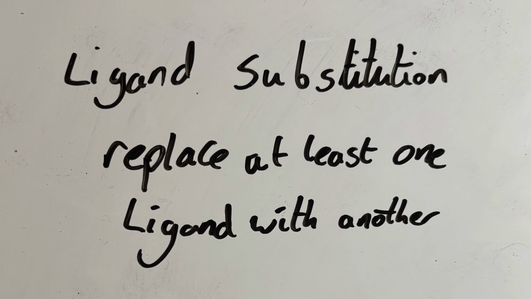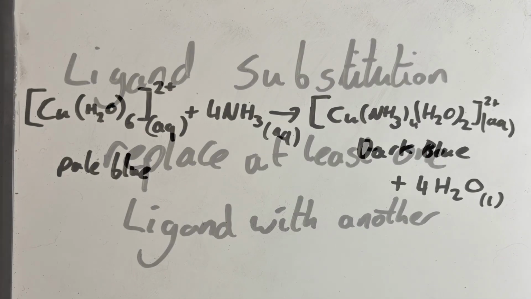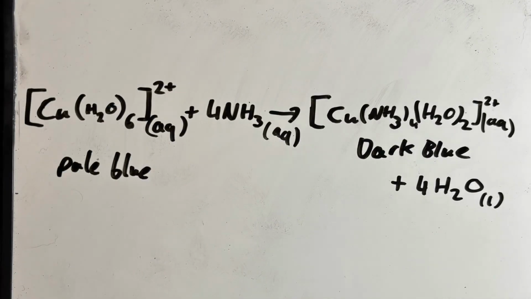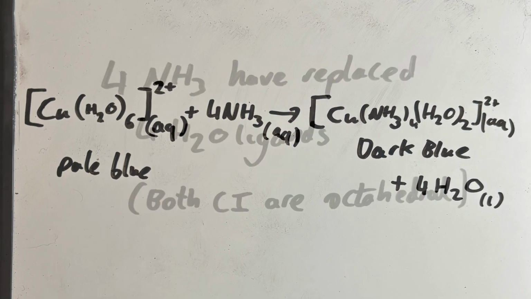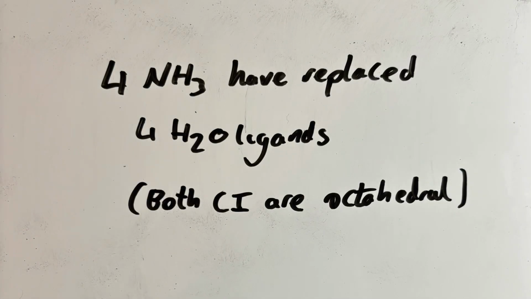As the name suggests, ligand substitution is when you replace at least one ligand with another. Now, ligand substitution is how you get colour change. So, for example, in this one, you're replacing all the water with ammonia, and it's going from a pale blue to a dark blue complex ion. And so 4 H2O ligands have been replaced by 4 ammonia, and both complex ions are still octahedral.